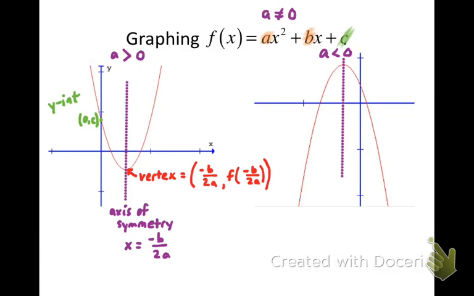All right, so what I need you to take away from this slide is that this is how you calculate the equation for the axis of symmetry. This is how you calculate the coordinates for the vertex. And this is how you calculate the y-intercept.